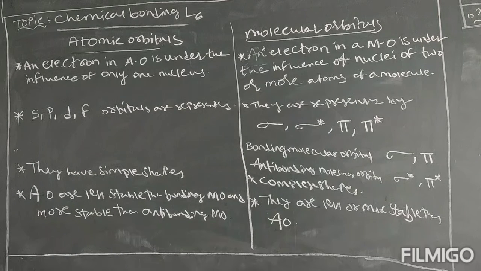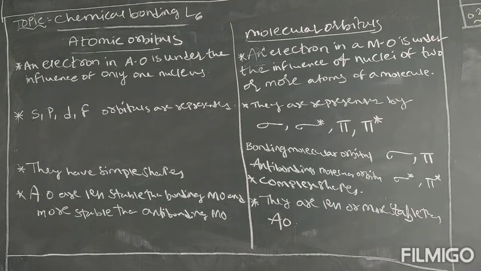So the most important topic for competitive exams is atomic orbitals and molecular orbitals. So what are atomic orbitals? An electron in an atomic orbital is under the influence of only one nucleus, whereas in a molecular orbital, what will happen? An electron in a molecular orbital is under the influence of the nuclei of two or more atoms of a molecule.